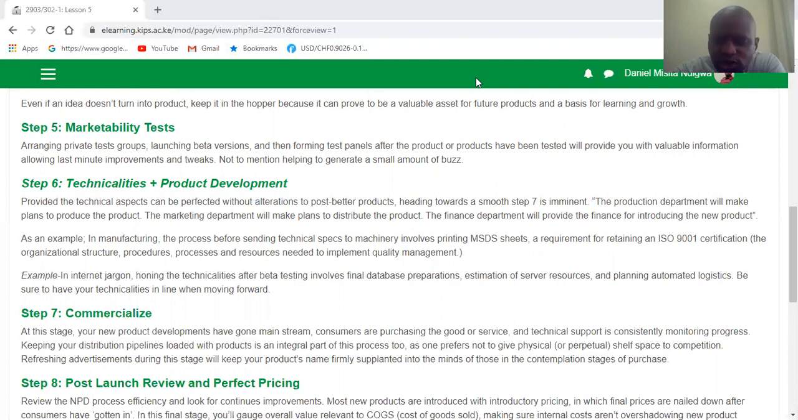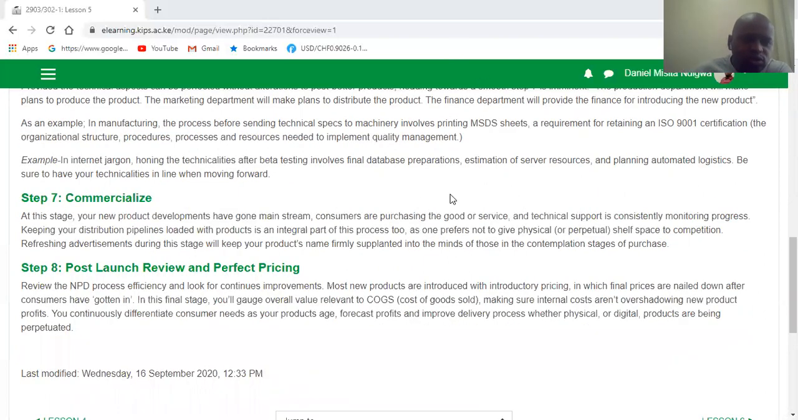Commercialization is all about launching the product in the market. So you're going out there to ensure that the product is able to reach the customer, and you're trying to come up with various information concerning the product. So you're sharing information to your customers concerning the product and how best the product can assist the customer. Then you also do what is called post-launch and review.